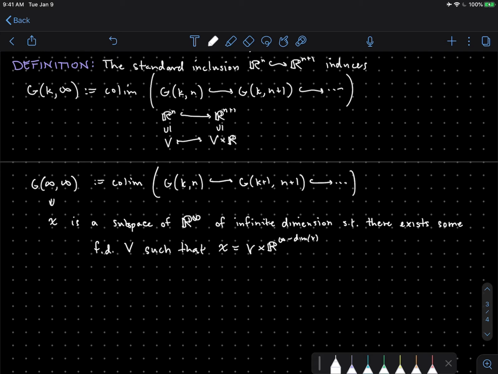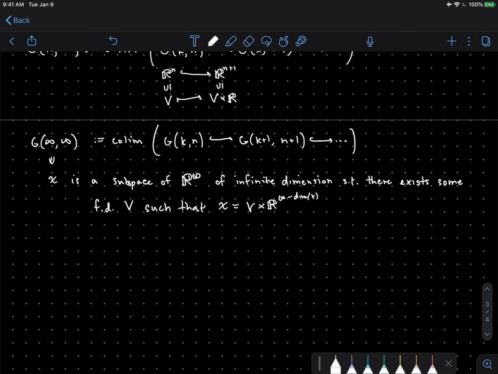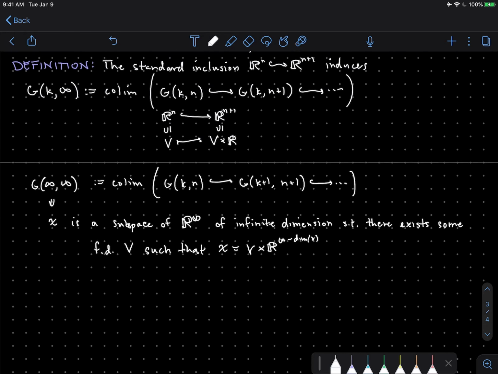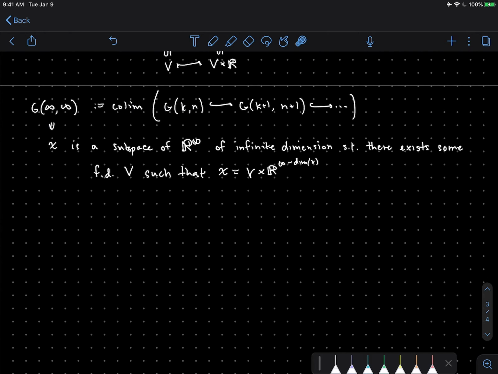Copies of R. So all of these unions of these directed inclusions, there's always still some finiteness condition: while the elements can be of arbitrarily high dimension, they're still finite dimensional in a certain sense. All right.